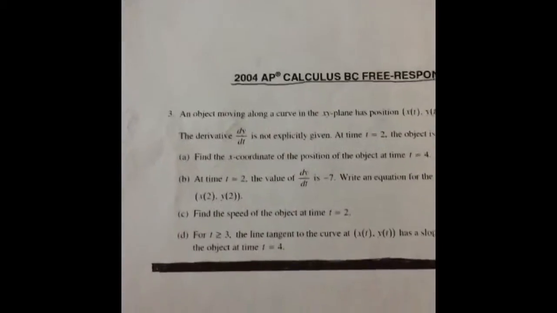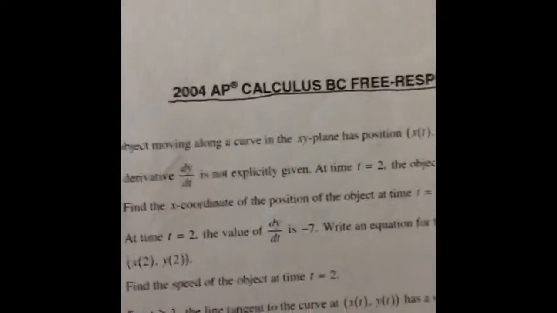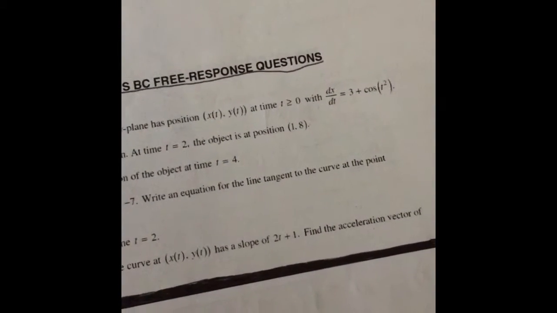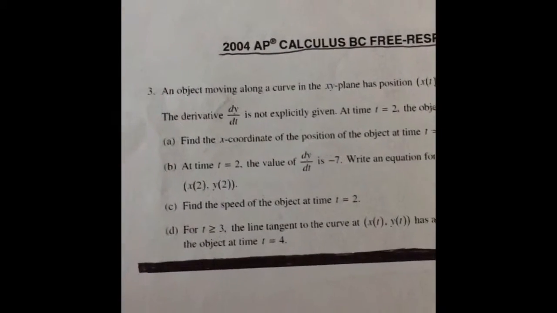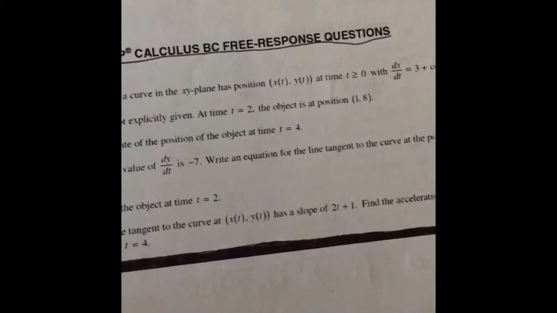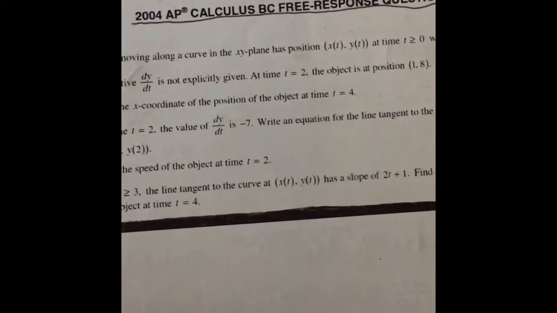All right, today's question is 2004 AP Calculus BC free response question number 3. It says, an object moving along a curve in the xy plane has position x(t) and y(t) at time t greater than or equal to 0, with derivative of x equaling 3 plus cosine of t squared. The derivative dy/dt is not explicitly given. At time t equals 2, the position is (1, 8). Find the x-coordinate of the position of the object at time t equals 4.